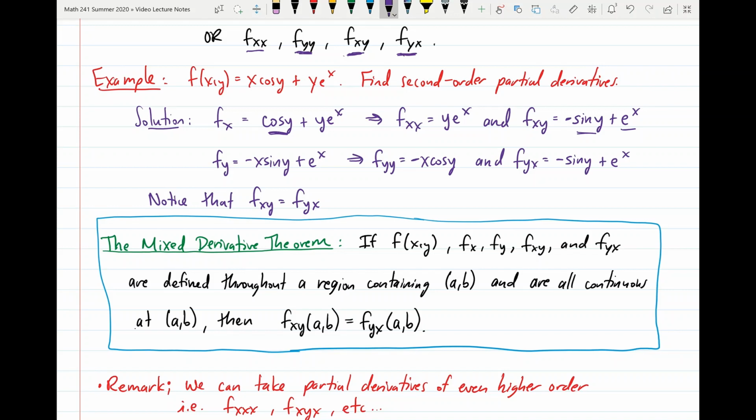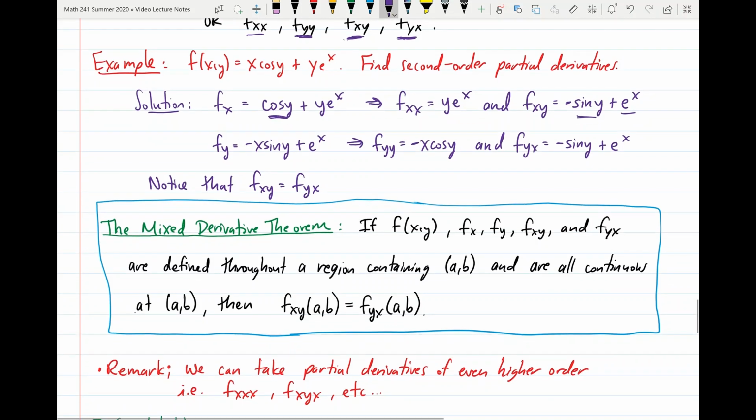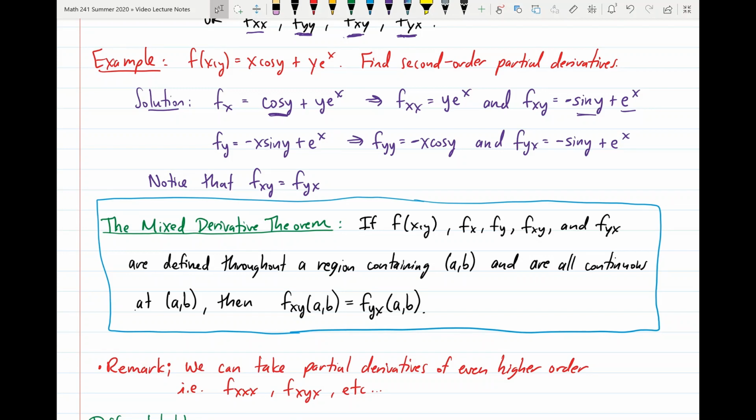And this will imply that f sub yy is equal to minus x cosine y. Here we're holding x constant a second time. And then the other mixed partial derivative, f sub yx, is equal to minus sine y plus e to the x, where here we're holding y constant. And notice in our example here that both of the mixed partial derivatives are equal to one another. So f sub xy is equal to f sub yx.